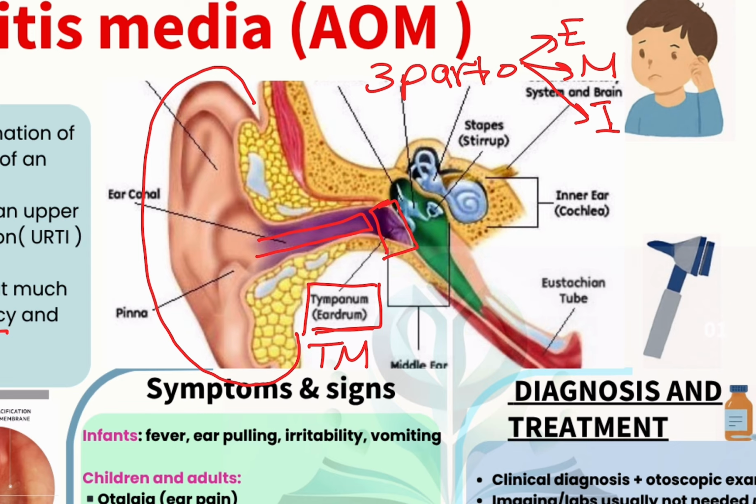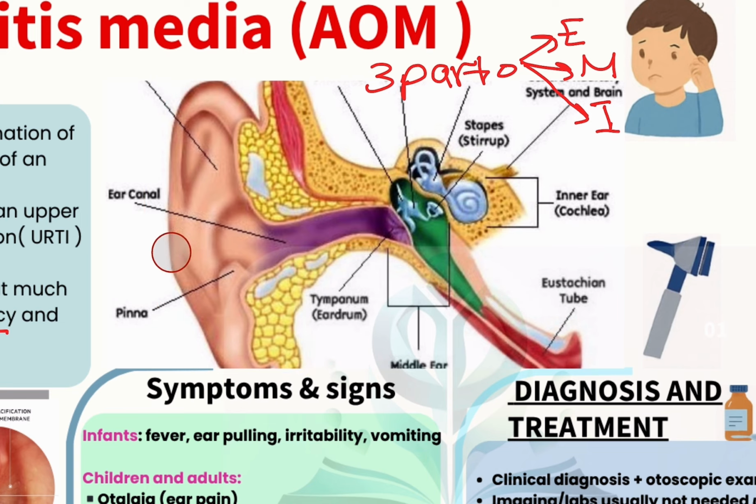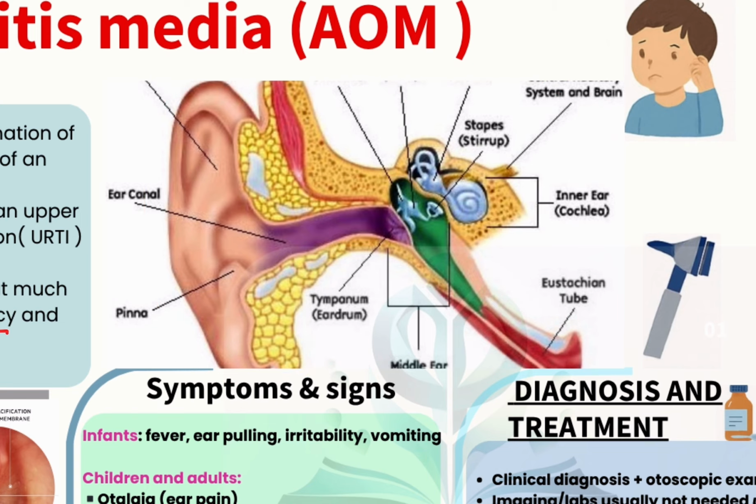The next part of the ear is the middle ear. Here is the middle ear. The middle ear is an air-filled cavity within the temporal bone that houses the ossicles, aimed to transmit sound vibration from the external ear to the inner ear, passing through the middle ear cavity.